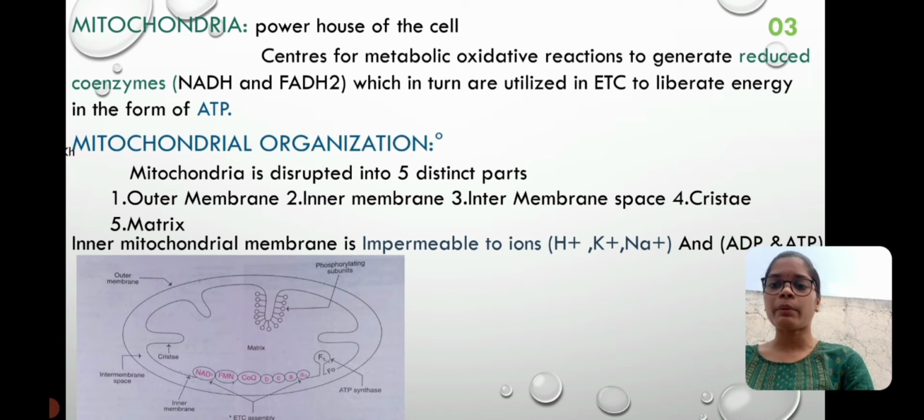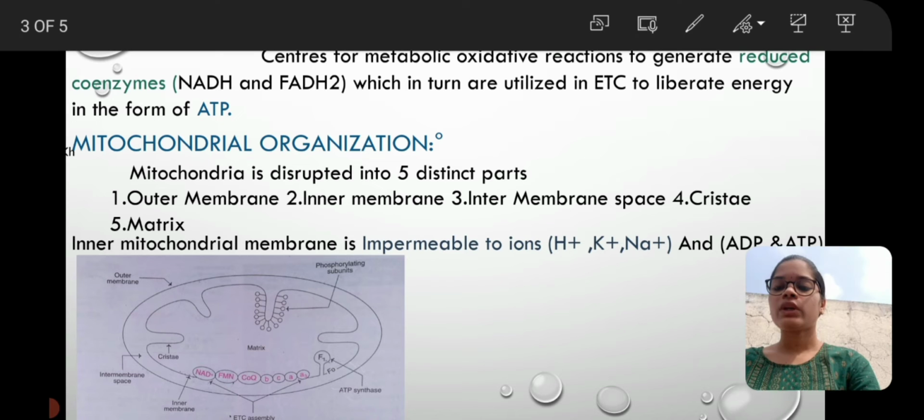So here the inner mitochondrial membrane is impermeable to ions like H+, K+, and Na+, and some small molecules such as ADP and ATP. In the structure, the inner mitochondrial membrane contains some phosphorylating subunits. They are the small subunits where the ATP synthesis is taking place, and we can observe the F0 and F1 subunits. So here is where the actual ATP synthesis is taking place.